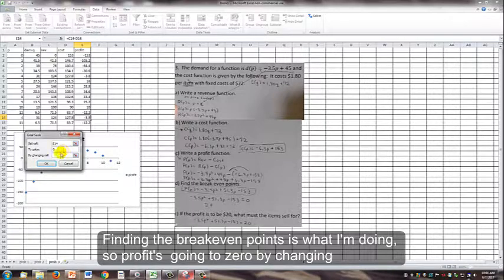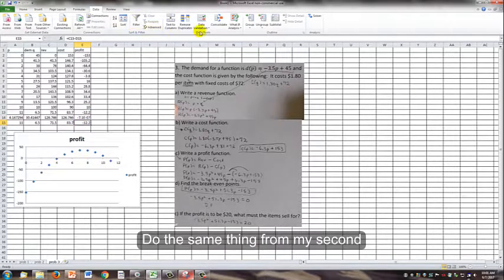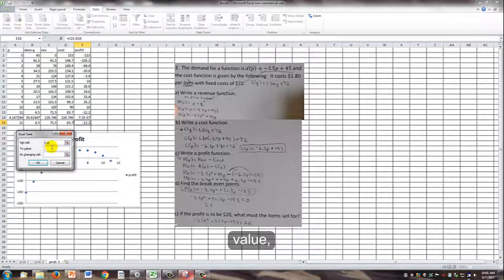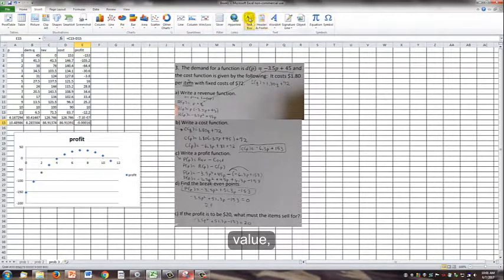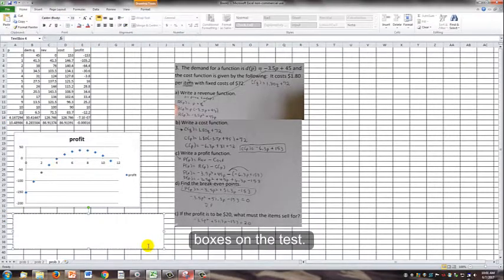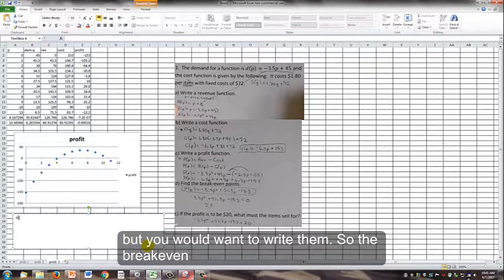I'm going to go to Data, What-If Analysis, Goal Seek, finding the break-even points, is what I'm doing. So profit's going to 0 by changing cell A4. Do the same thing for my second value. And I'm using text boxes because I don't want to go back and videotape my paper, but I want you to know you would not use text boxes on a test. Everything that you turn in is going to be written on a paper. So I'm typing these answers, but you would want to write them.